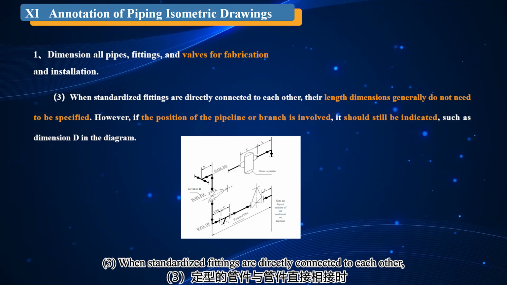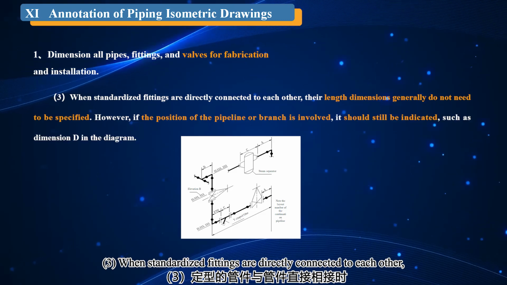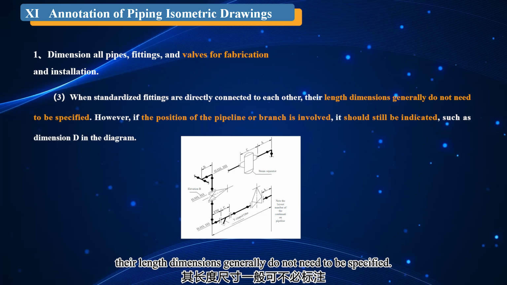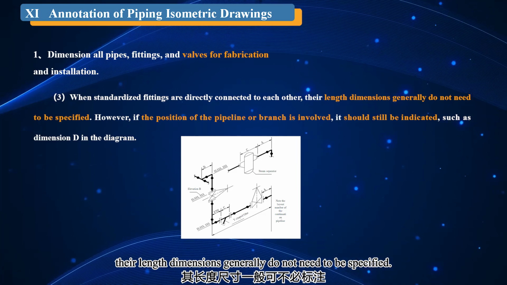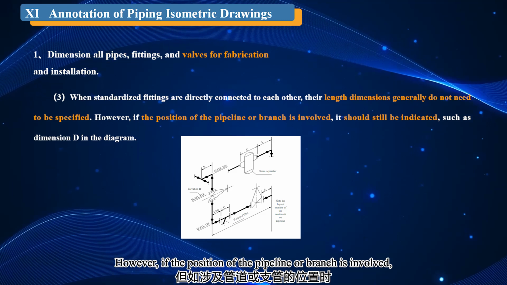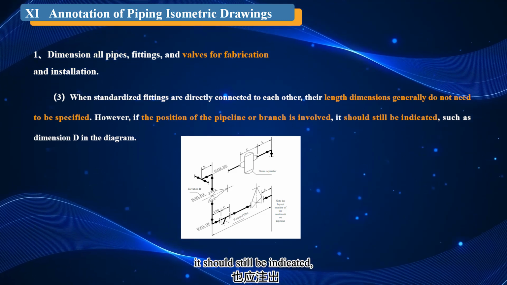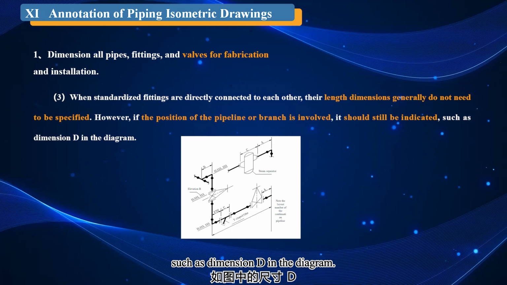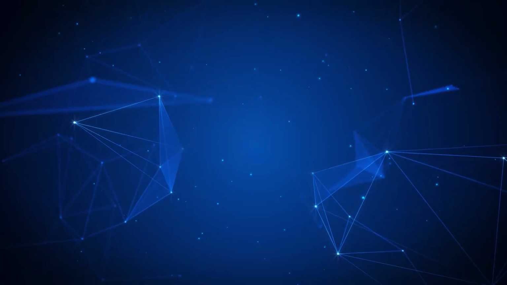Thirdly, when standardized fittings are directly connected to each other, their length dimensions generally do not need to be specified. However, if the position of the pipeline or branch is involved, it should still be indicated, such as dimension D in the diagram. Finally, more on dimensioning.